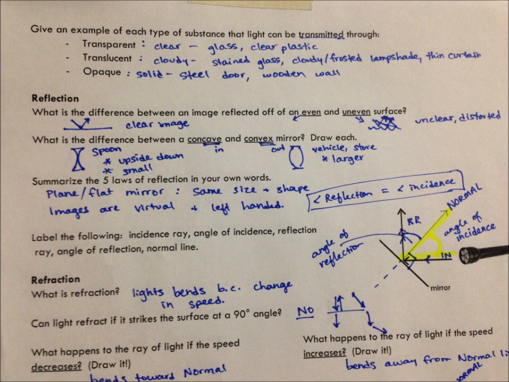First of all, if it is a plain or flat mirror, you should see the image is reflected with the exact same size and shape. If it's a funhouse mirror, of course, it's going to be distorted, but that is a general rule, same size and shape. All the images are virtual, and they are always going to be left-handed. Then the most important part of it is that the angle of reflection always equals the angle of incidence.